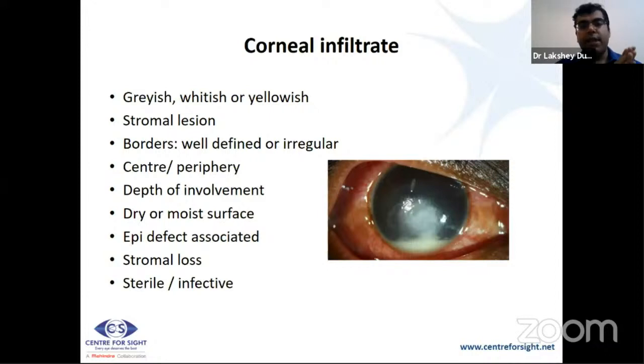Corneal infiltrates can be grayish, whitish, or yellowish. They are usually stromal lesions. This can be well defined or irregular. Infiltrates can be central or peripheral. You need to mention the depth of involvement, whether they are dry or moist surface, if there is any epithelial defect associated, how much is the stromal loss, and whether they are sterile or infective.